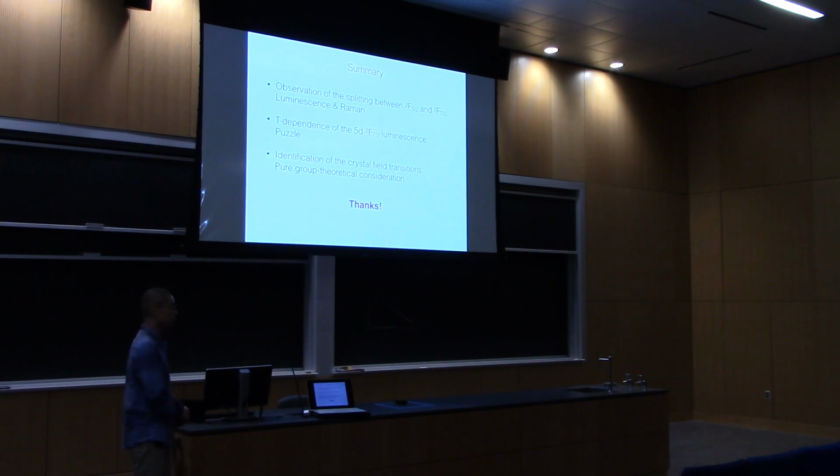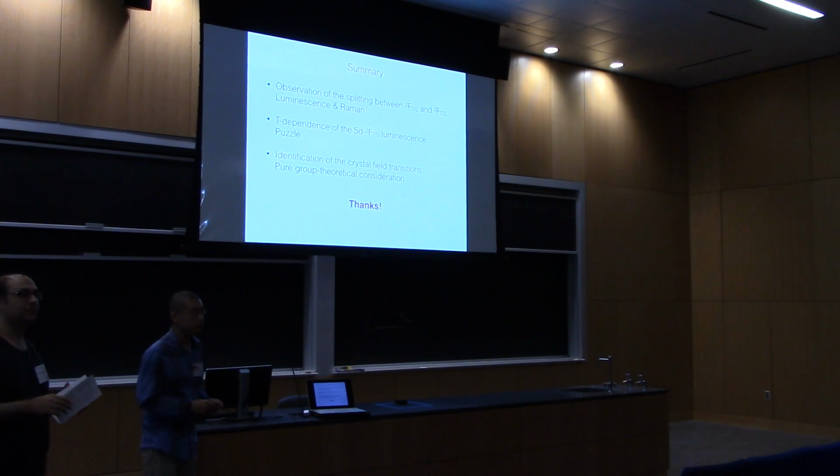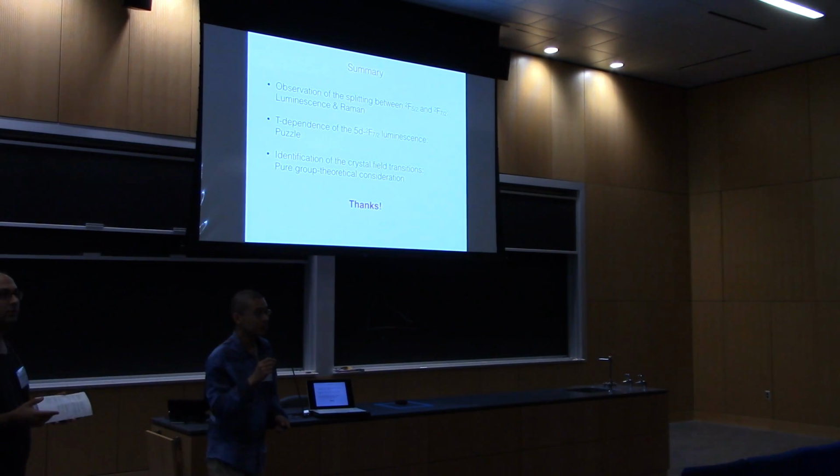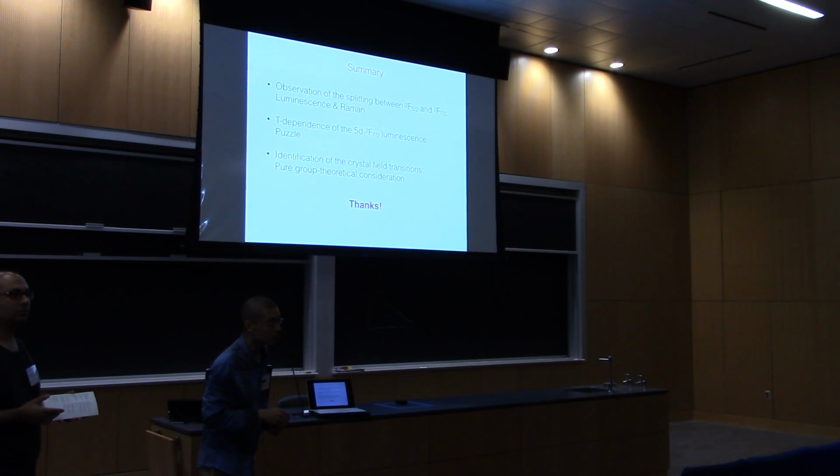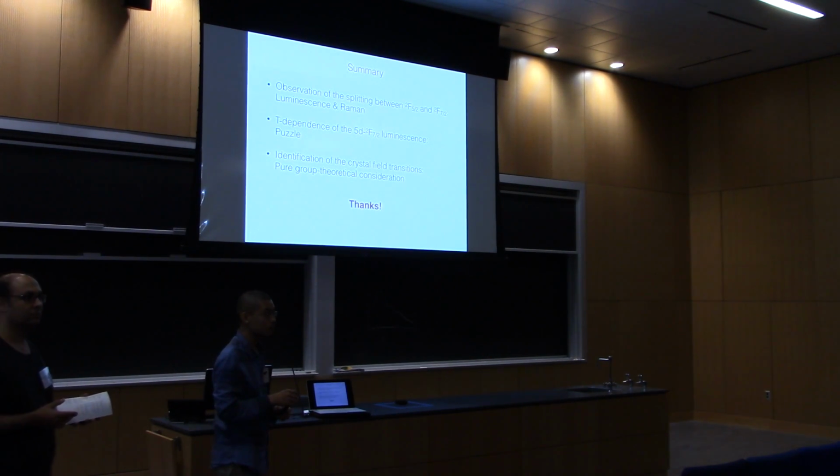Okay, questions? Yes. Very stupid question. So, how do you know you see the transition 7 to 8 and not 8 to 7 or vice versa? Sorry, I can't hear you clearly. How do you know that you see the transition from, let's say, gamma 8 to gamma 7, and not from gamma 7 to gamma 8?